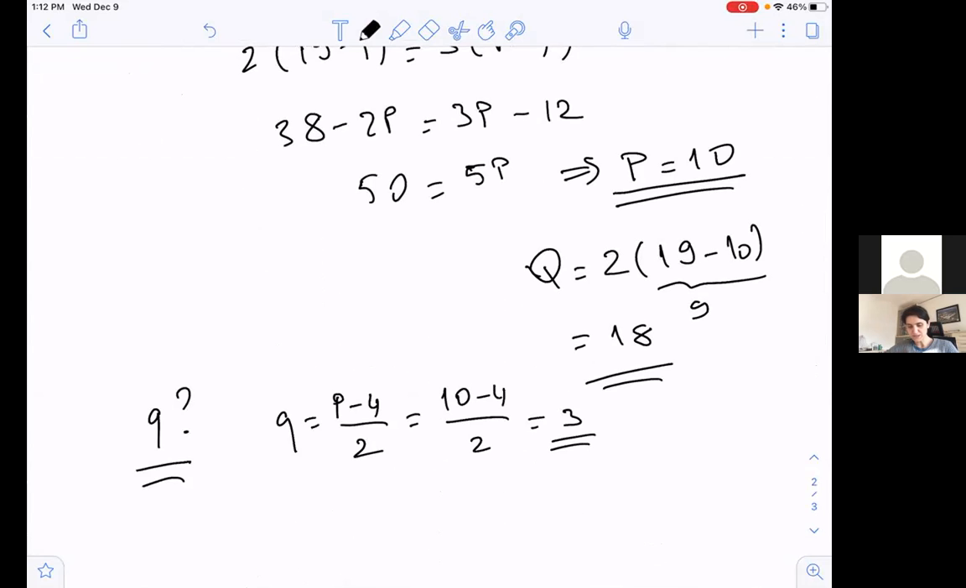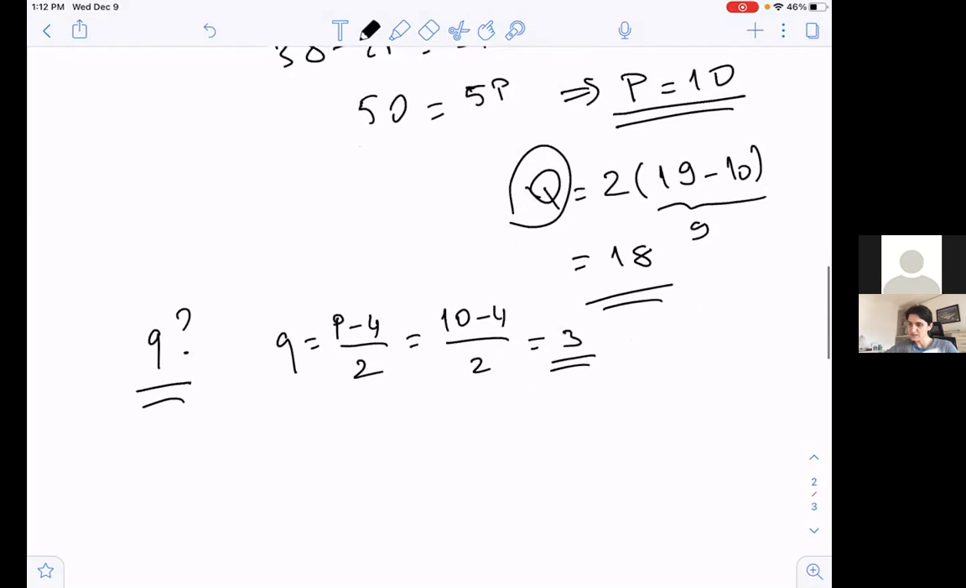If you divide big Q by the small q, you can find it as 3 as well. So how many firms will the representative firm produce? We found this. And now you're going to calculate short run profits for the representative firm.